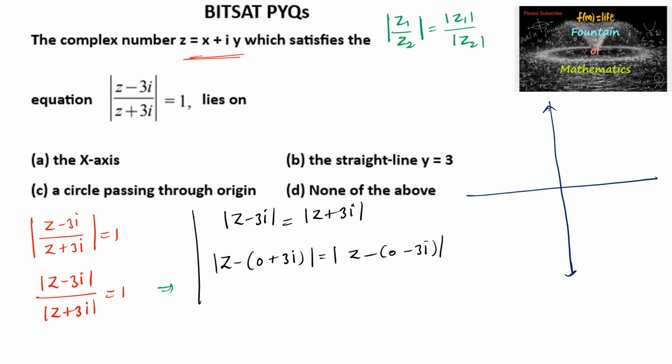So there is a complex number z such that the distance from (0, 3), you can mark the point (0, 3) in the positive direction of the y-axis, and next (0, minus 3) in the negative direction of the y-axis. So the complex number z satisfies the condition in such a way that the distance to these 2 points is always the same. So we know that the locus of z, which is equidistant from these 2 points, is the perpendicular bisector. So the perpendicular bisector of these 2 points is the x-axis.